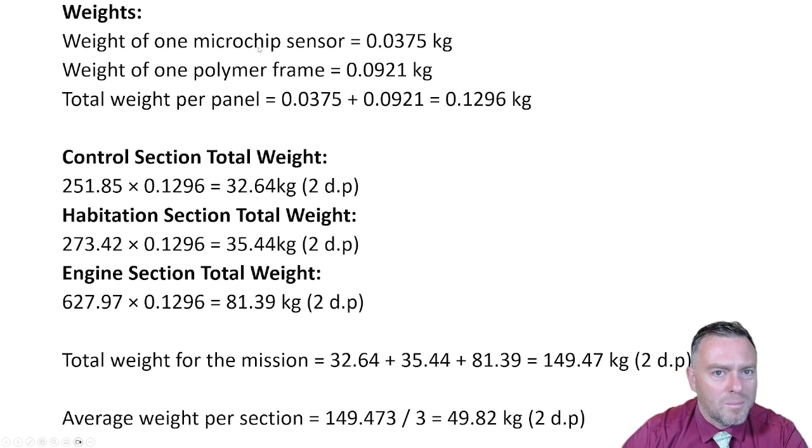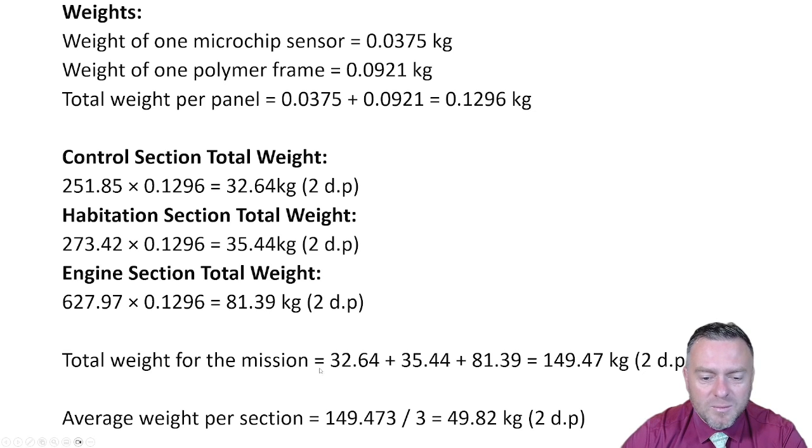So the weight of one microchip sensor is 0.375. Weight of a polymer frame is 0.921. We add those together and we get 0.1296. We then work out the total weight for each section. So we times the number of panels by each of those weights. And we leave that in two decimal places. So you got 32.961, 35.41, and then 81.39.